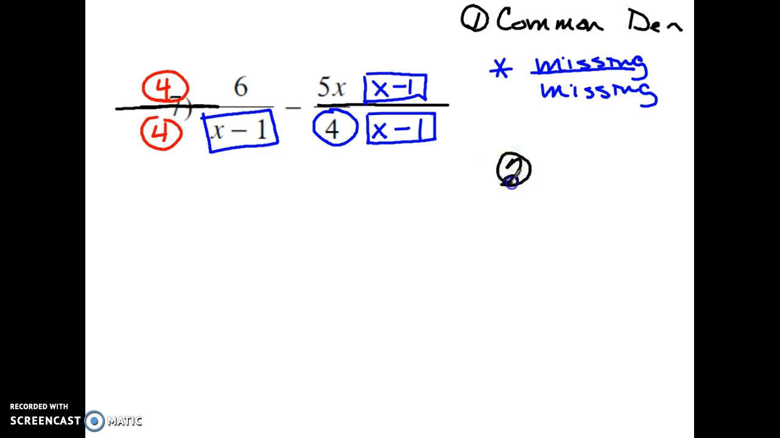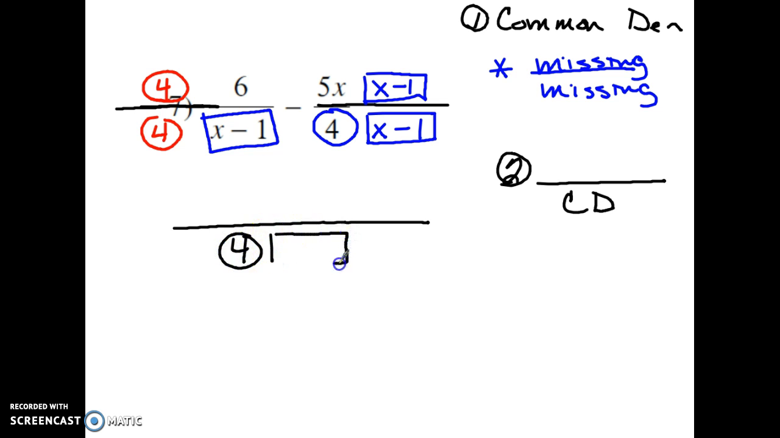Step 2. Now I have my common denominator. Both of them have the circle with the 4, rectangle with the x minus 1. So here is my common denominator, 4 times x minus 1. And now in the numerator, we're going to need to multiply. So my first numerator, I'm going to take the 6 and I'm going to multiply it to the 4. 6 times 4 is 24. And this is everything that's in that first numerator.